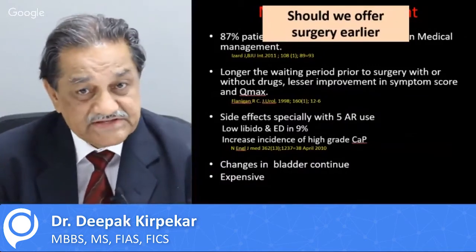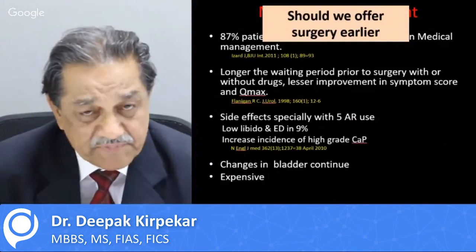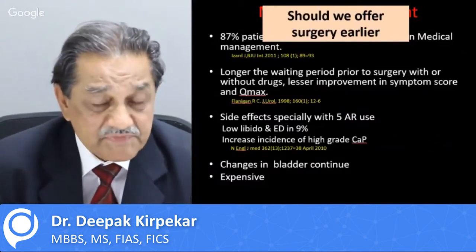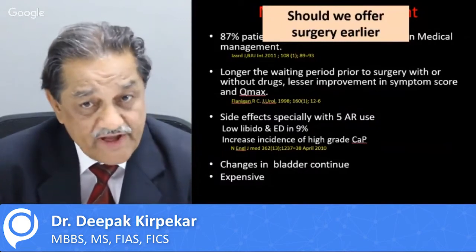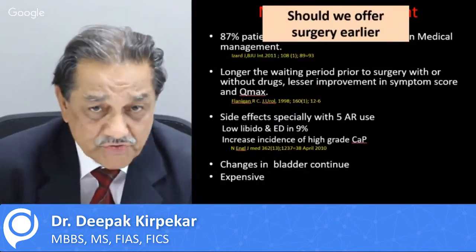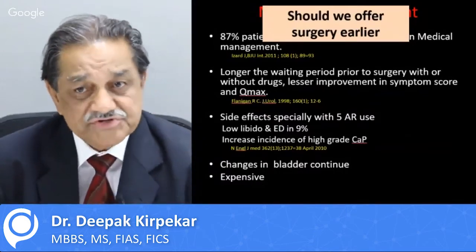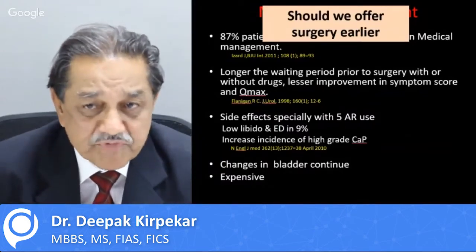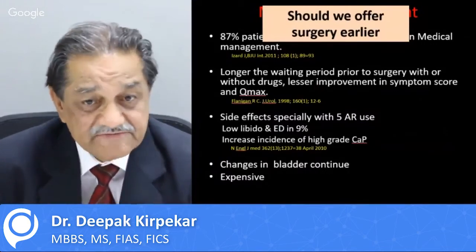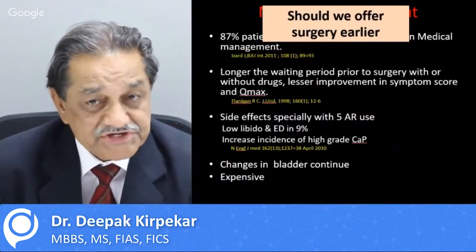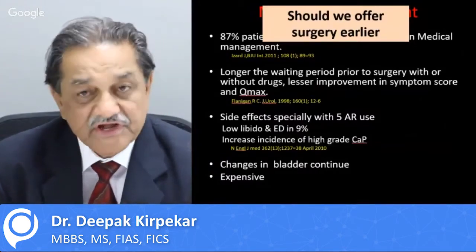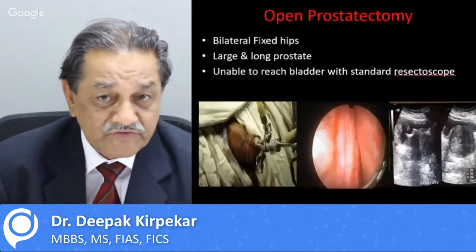This is a study which shows 87% of patients who came in for surgery have had medical management unsuccessful or failed. Flanagan, way back in 1988, showed that the longer you wait prior to surgery, the lesser improvement is going to be seen in the outcomes. And you must remember, side effects continue, bladder changes continue. So I think we should be able to offer surgery much earlier than what we normally do.